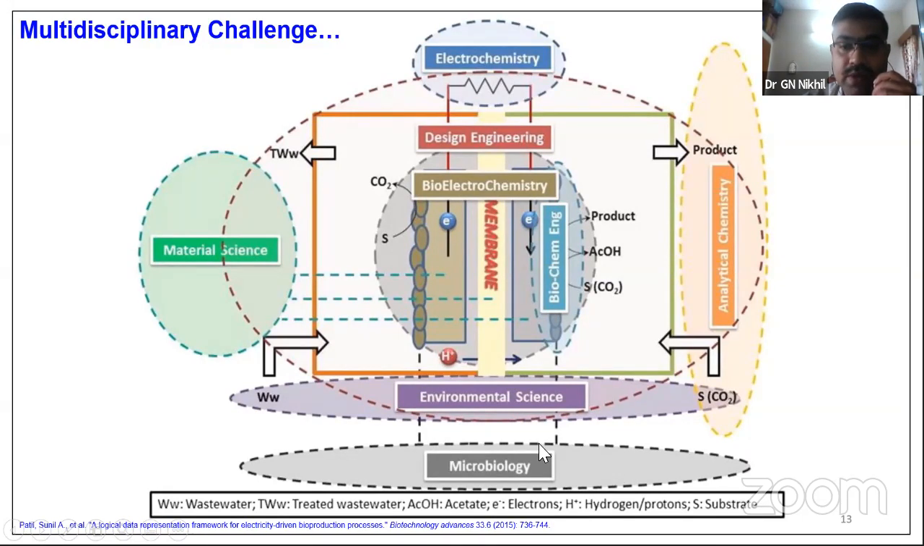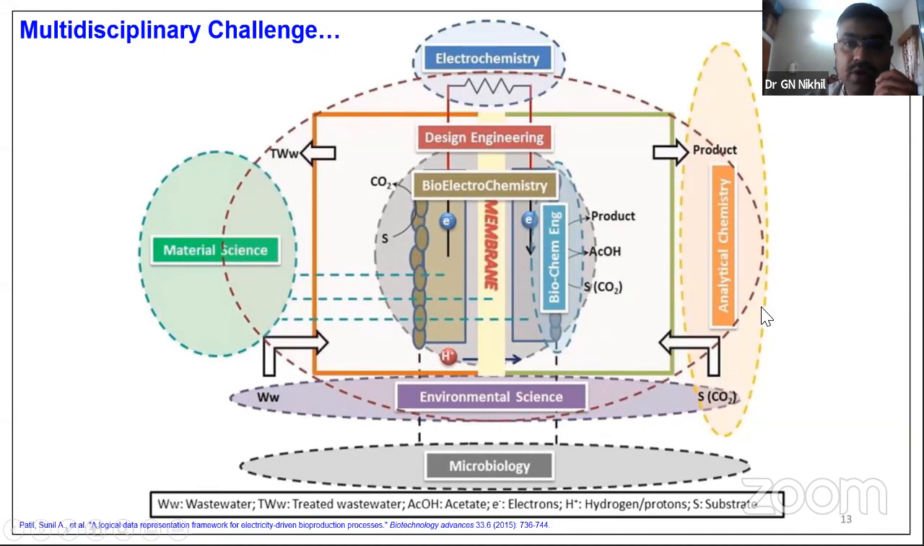Then obviously it is microbiology. You should have good microbiology information because you are dealing with microorganisms. Microorganisms are there over the anode, and also on the biocathode. I will discuss this biocathode in the coming slides where I present my research. So that is why I would say that students and those who are interested in doing research in interdisciplinary areas are highly welcome, because having expertise in all these areas in one particular individual is highly challenging.